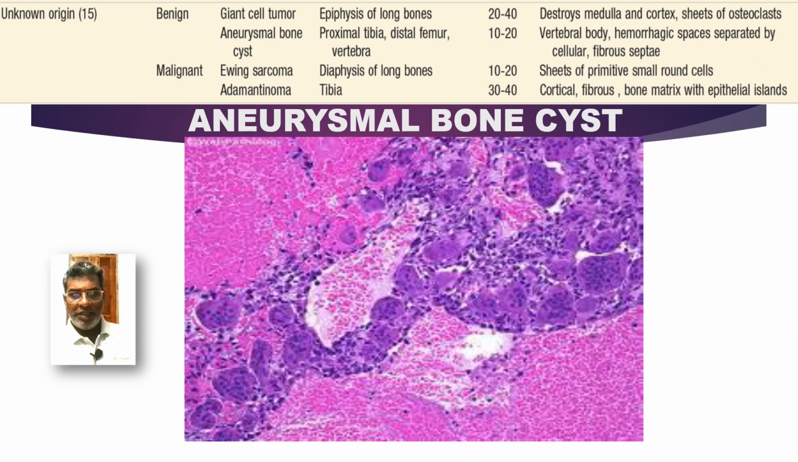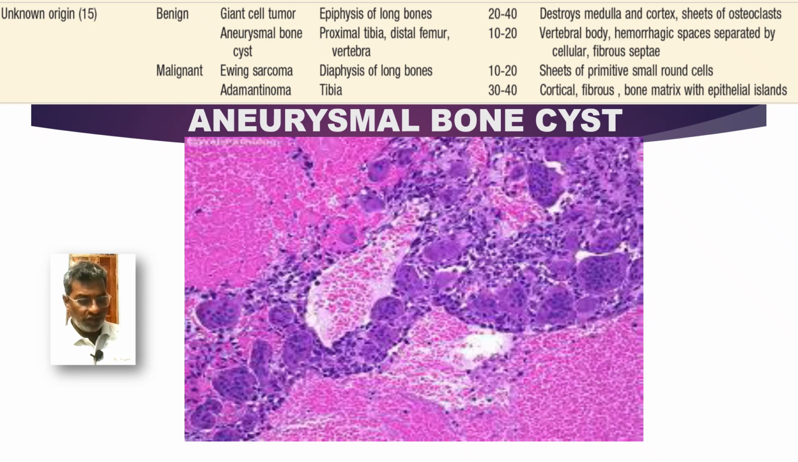Giant cell tumors are seen in epiphysis of long bone in the age group of 20 to 40 years. And in these giant cell tumors, the mononuclear cells that are the neoplastic cells will destroy the medulla and cortex, and there will be sheets of osteoclasts present. In the aneurysmal bone cyst, which is seen in the 10 to 20 years age group, in the proximal tibia or distal femur or vertebra, there will be hemorrhagic spaces separated by cellular fibrous septae, which is a characteristic feature.